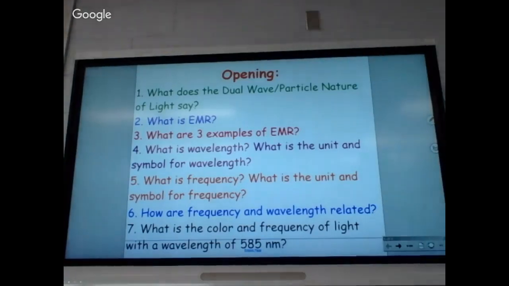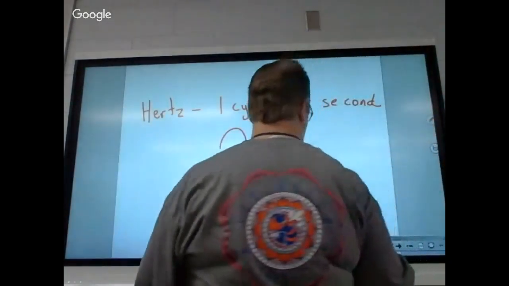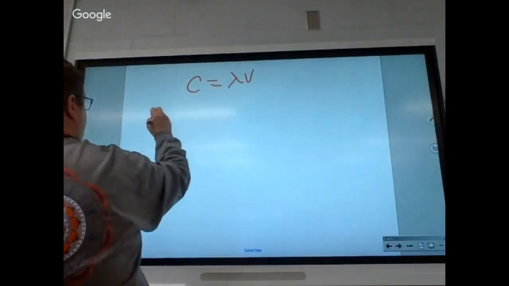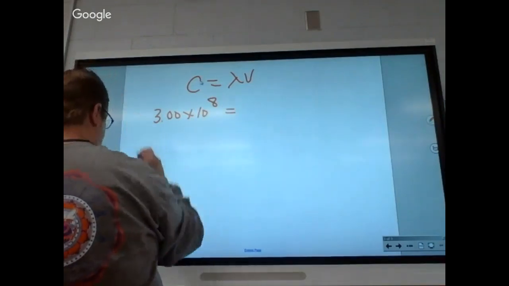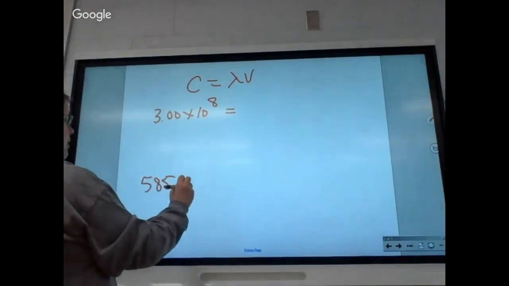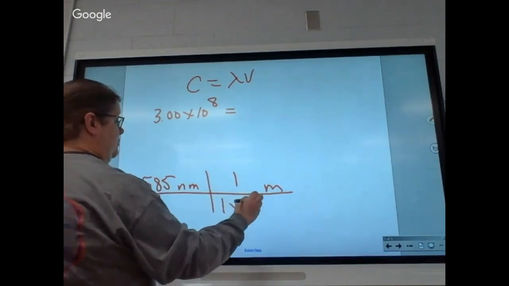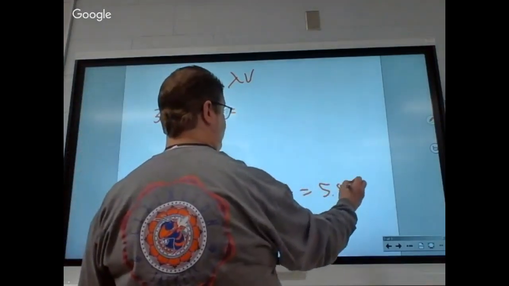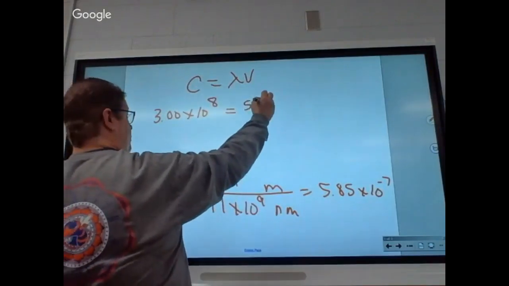All right, so is everybody okay with yellow? Yeah. All right, and what is the frequency? For those of you who weren't here, c equals lambda nu. c is 3.00 times 10 to the 8. We have to take the 585, which is in nanometers, and change it to meters. Nanometers is 1 times 10 to the 9th. You have to learn that number. That's going to give you 5.85 times 10 to the negative 7th. That is your wavelength. It goes there.